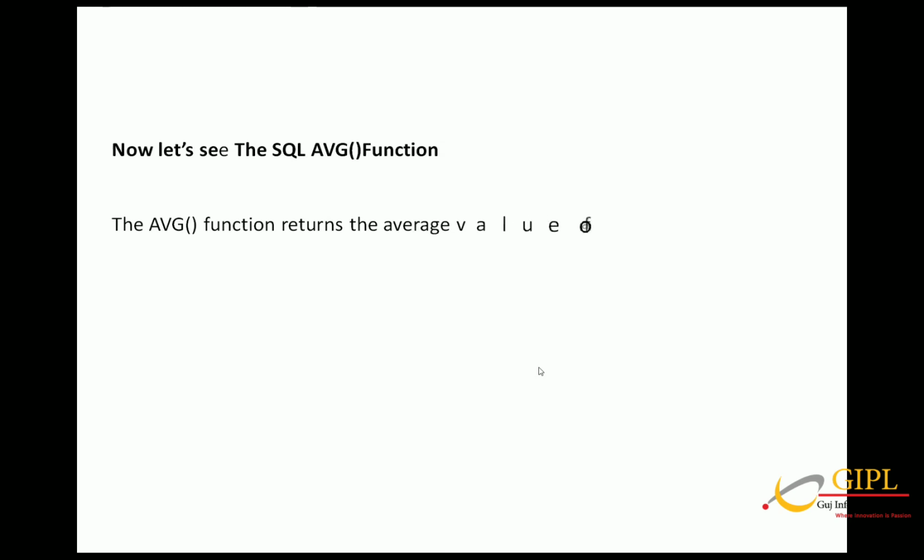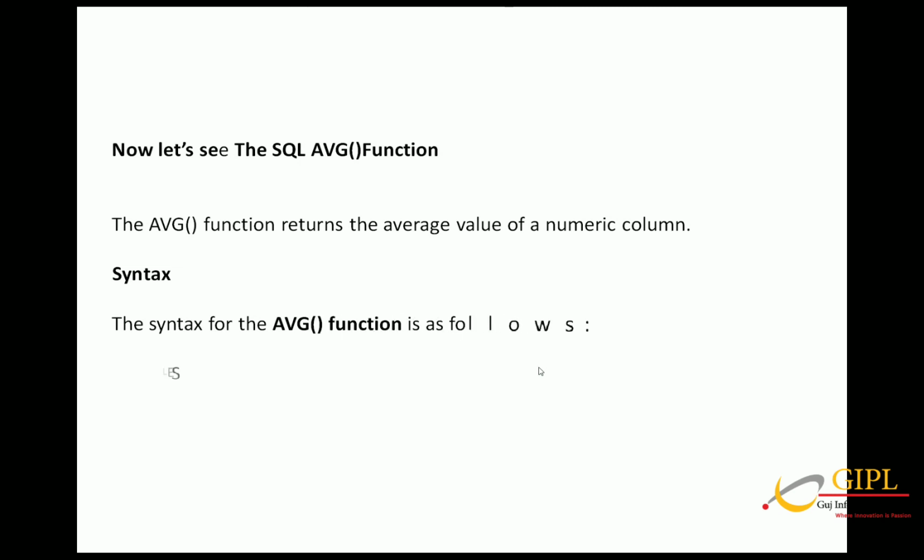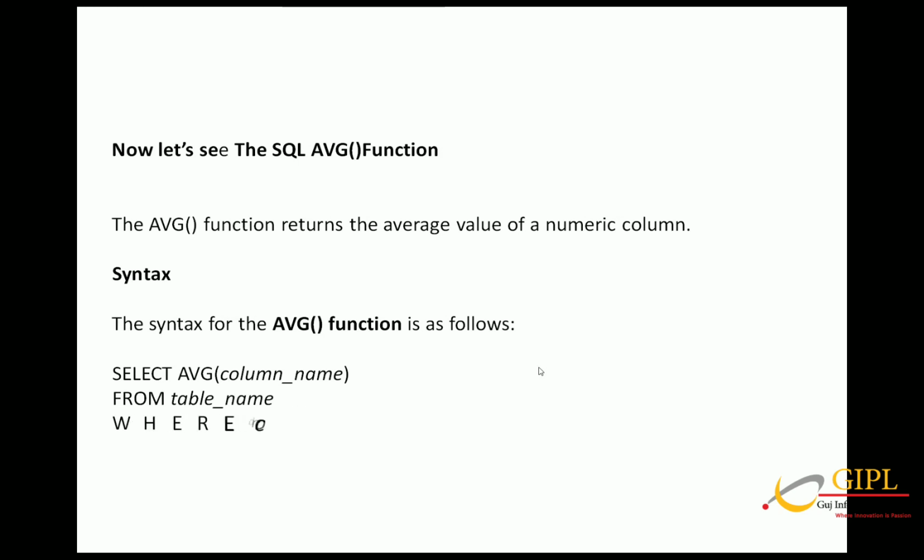Now let's see the SQL average function. The average function returns the average value of a numeric column. Syntax. The syntax for the average function is as follows. Select average column name from table name where condition.